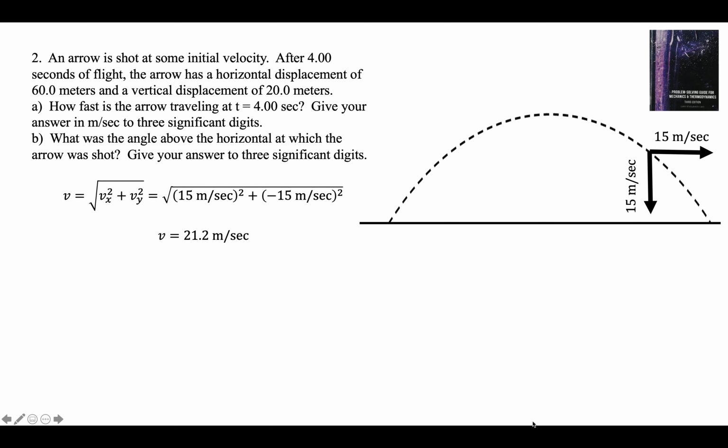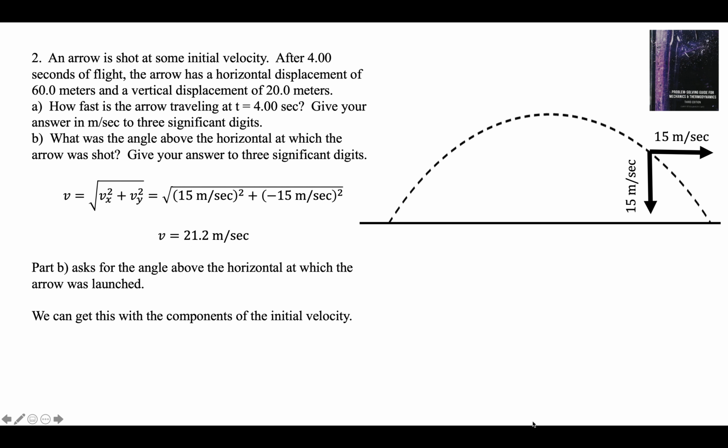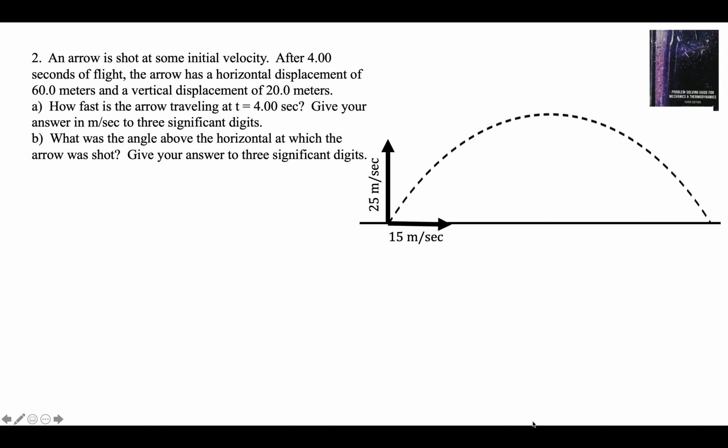Part B asks for the angle above the horizontal at which it was shot. We have to go back to the beginning. So we know the components of the initial velocity. v sub x is 15, of course, doesn't change, and v sub y initially is plus 25. So we can put those on the diagram, and we have to get the angle at which it was shot, and we can use tangent.